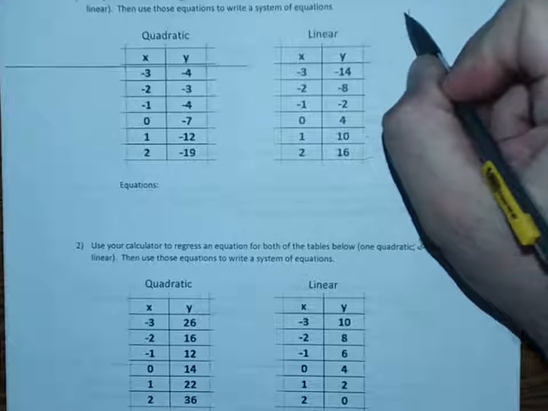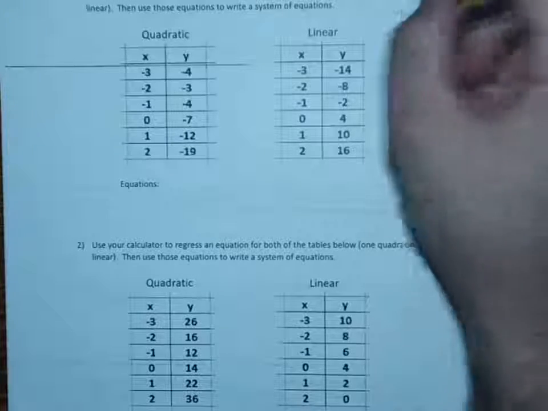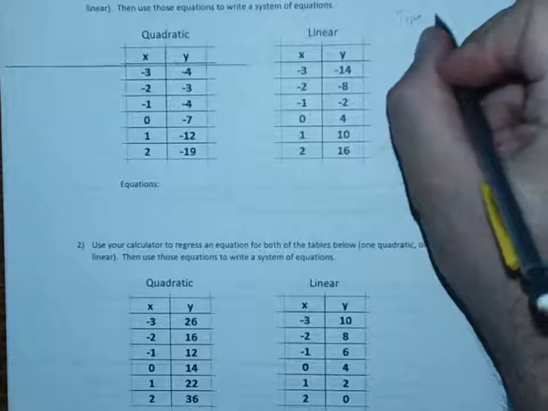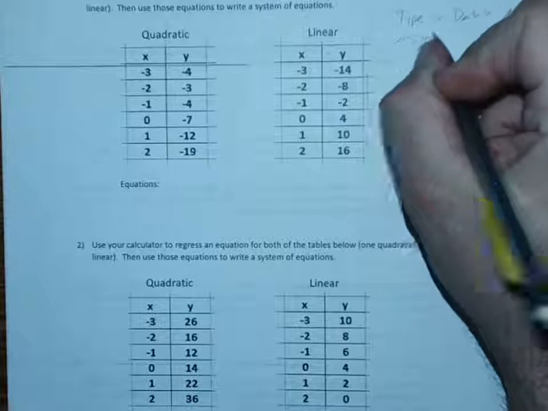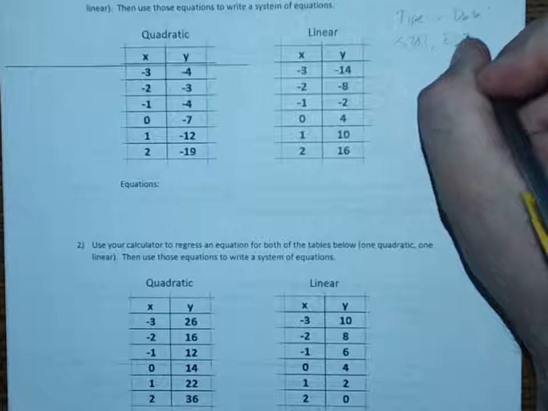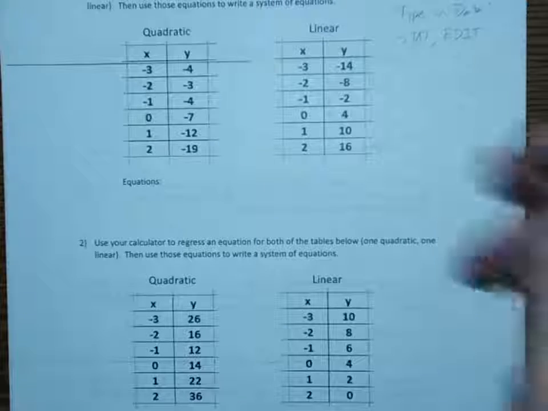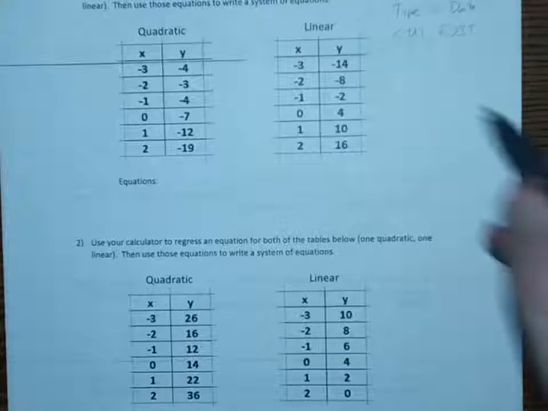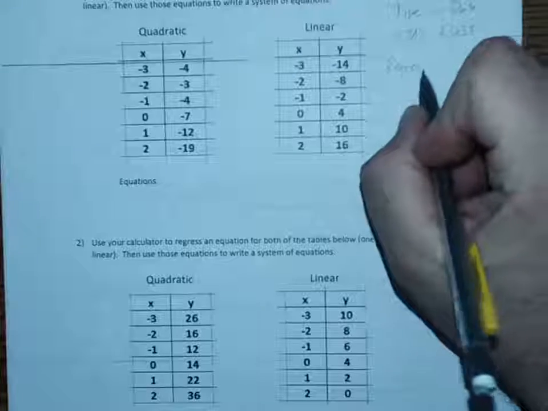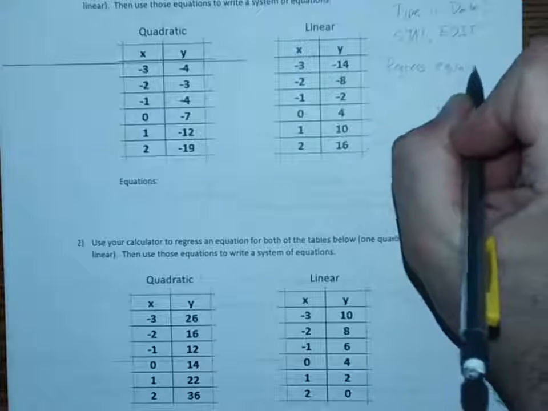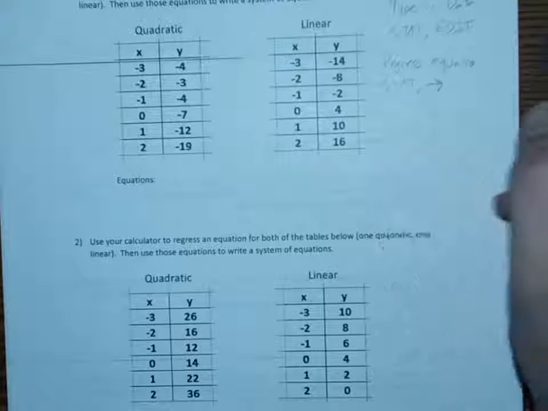So to type in the data, you have to hit Stat and then Edit. So that's how you do that. And then once you have the data in, to actually regress the equation, you will do the following. You will hit Stat again. This time you will use the right arrow.